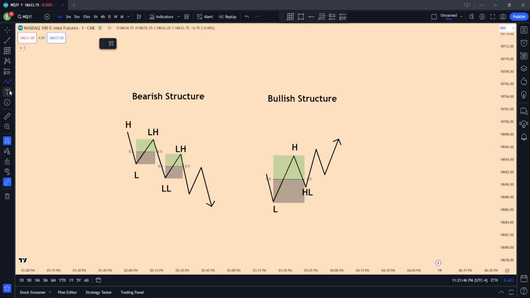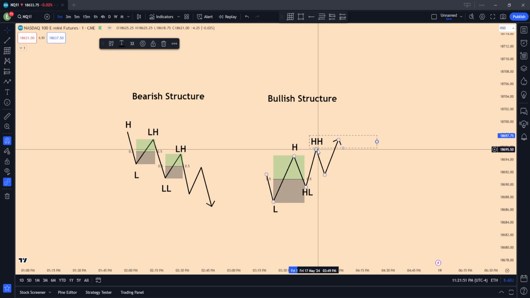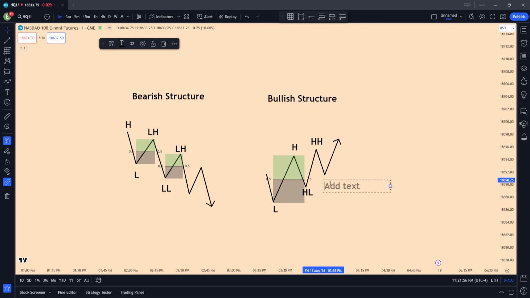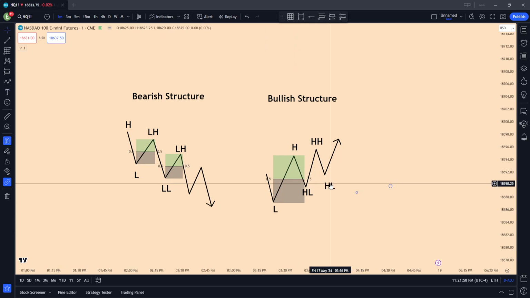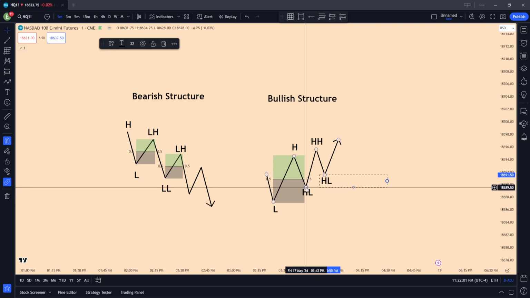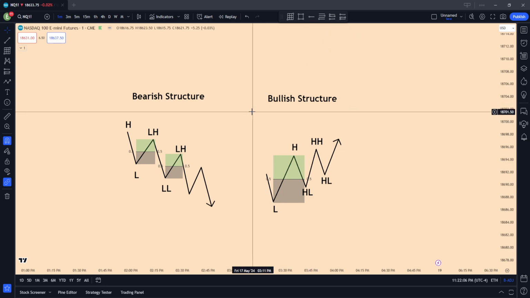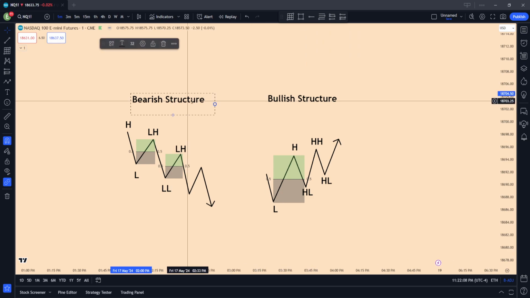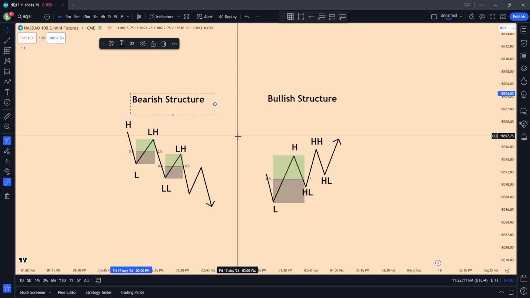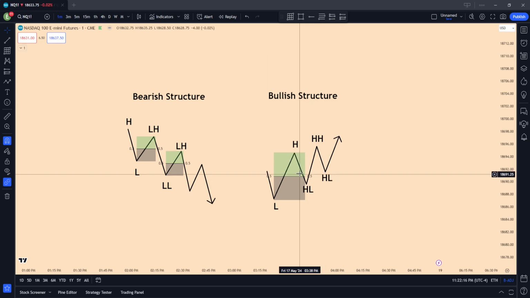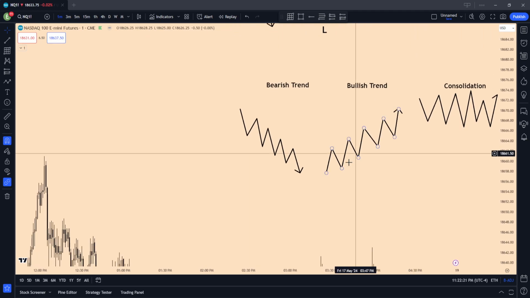Okay, and then you have a higher high, which is a high higher than the previous high. And then you have a higher low. That's a low which is higher than the previous low. So these are important things to understand. These are the basic things that you need to identify the market structure. This is how you identify the market structure. Okay? So let me show you a quick example on a candle.